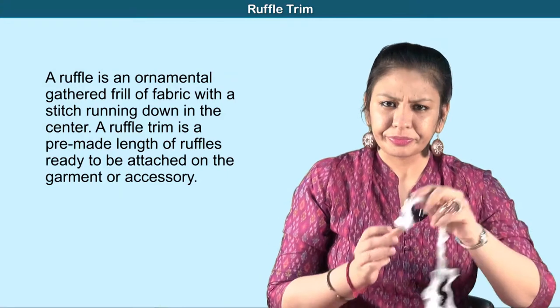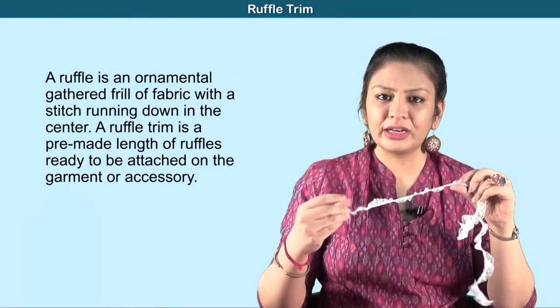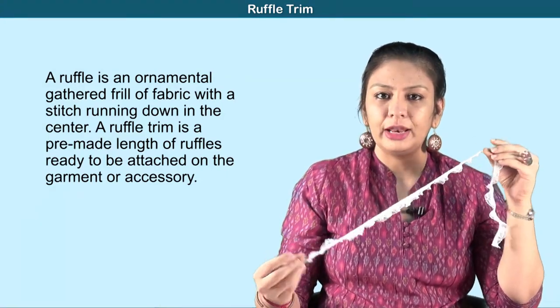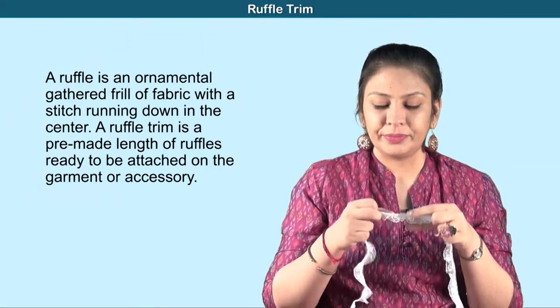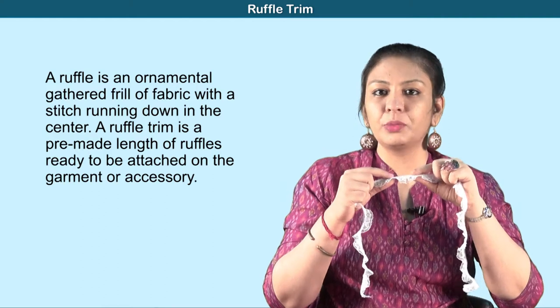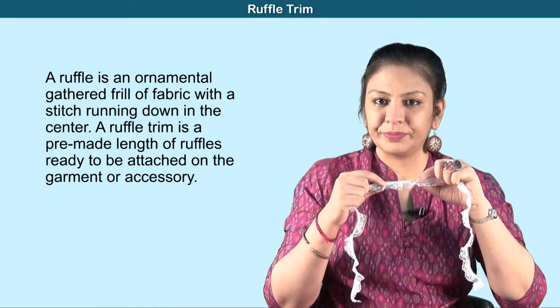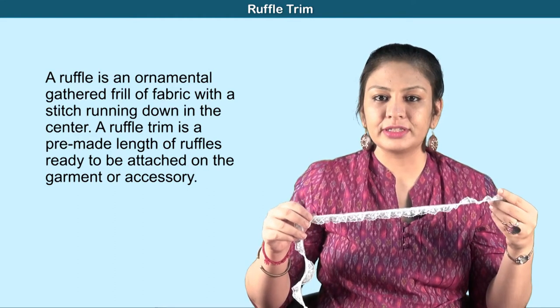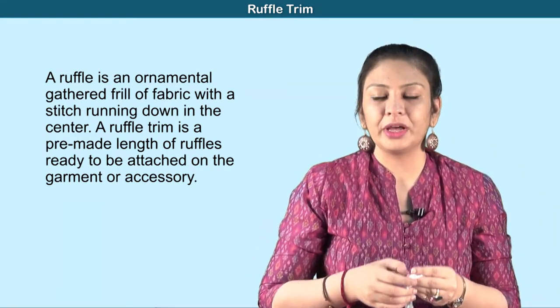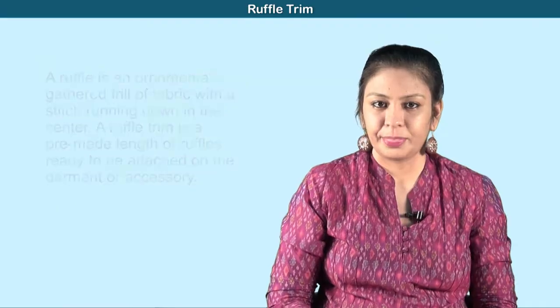Ruffle trim. A ruffle is an ornamental gather or frill of fabric with a stitch that is running down in the center. When you have a stitch only on one side, it is called a frill. A ruffle trim is a pre-made length of ruffles ready to be attached to a garment or accessory.